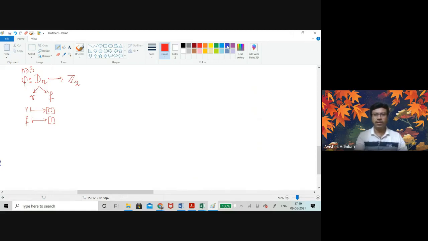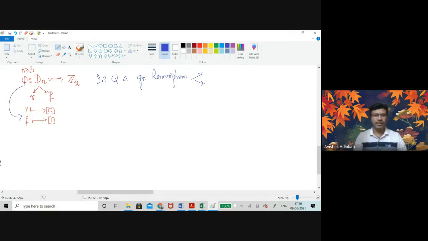Question: is phi defined like this a group homomorphism? What do you think? True or false? If I define it like this, what would be your answer? It's not very difficult. So how do we check whether this is a homomorphism or not?